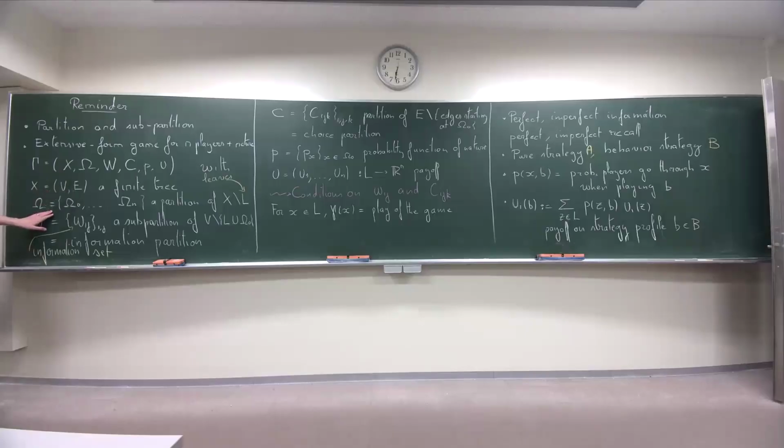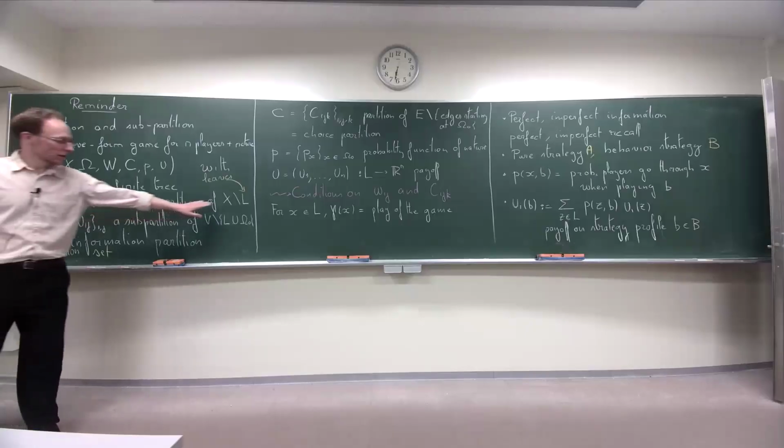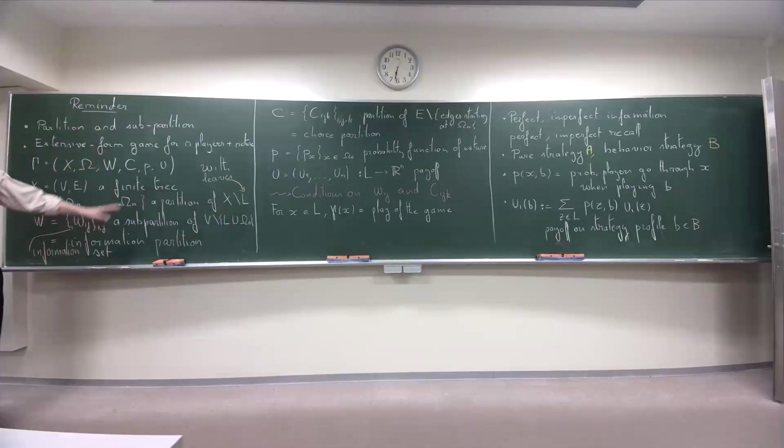We have a partition of the vertices except the leaves. On a tree, you also have the set of leaves, which I denote by L. And this represents, okay, I will come back to the interpretation. This set omega I represents where the player I has to take a decision.